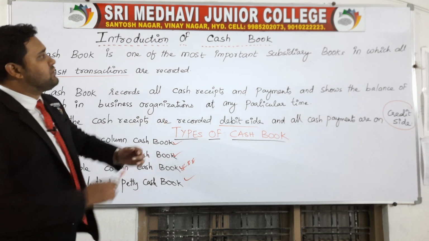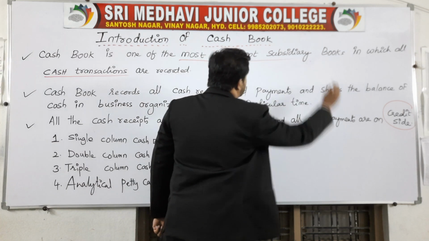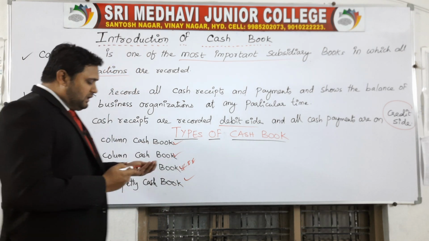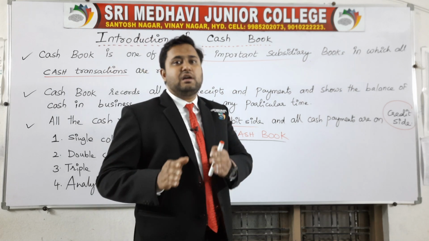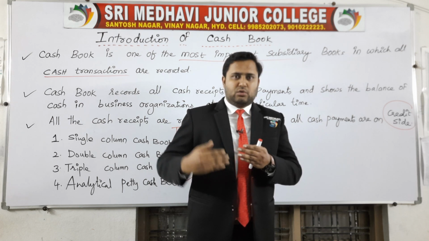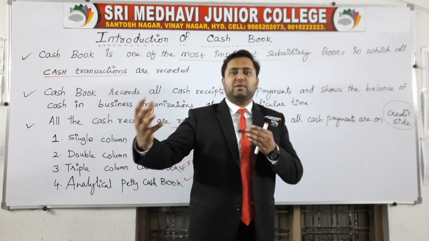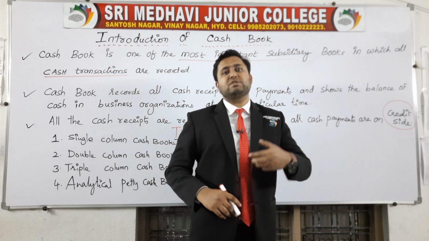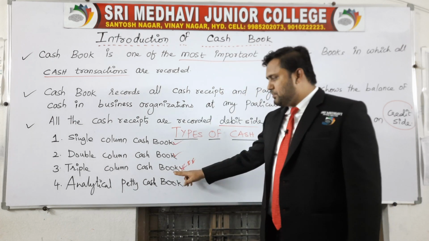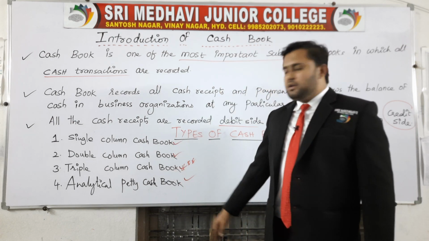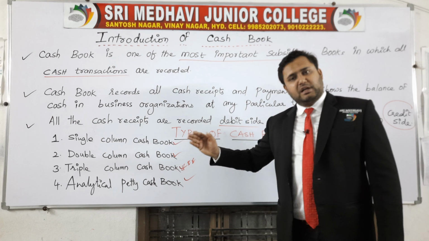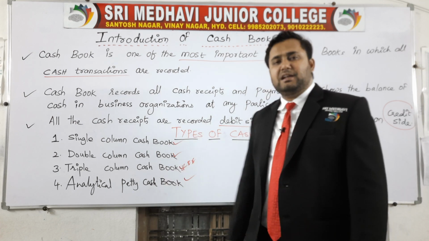As I said, it is one of the most important subsidiary books in which all the cash related transactions are going to be recorded. On the debit side of the cash book, we have to write all the receipts of cash. So, we have to record all the transactions that we have received in the name of cash, and how much we have paid, we have to write on the credit side. So, the most important cash book is triple column cash book, whereas we already know the types of cash books are single column cash book, double column cash book, triple column cash book and analytical petty cash book.